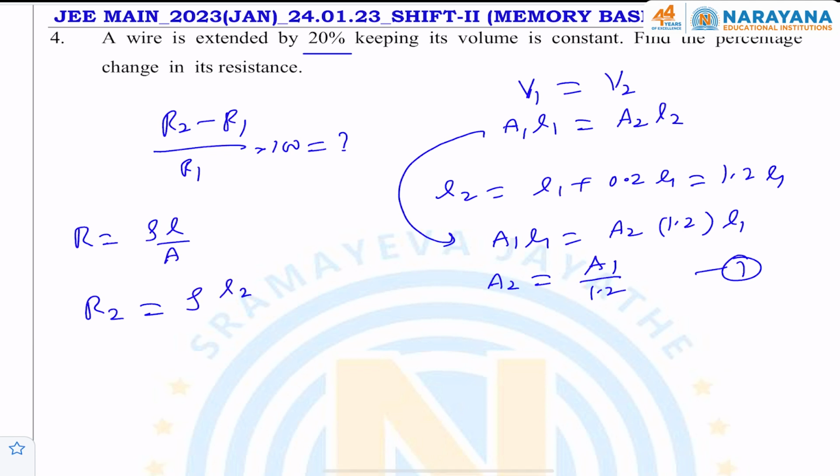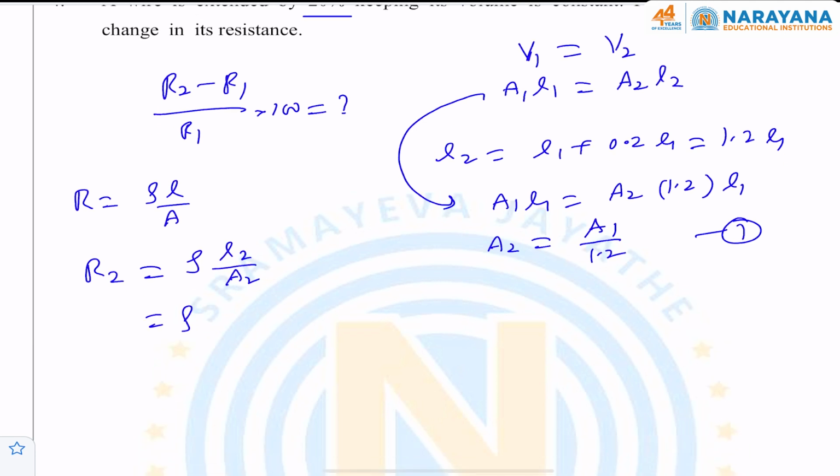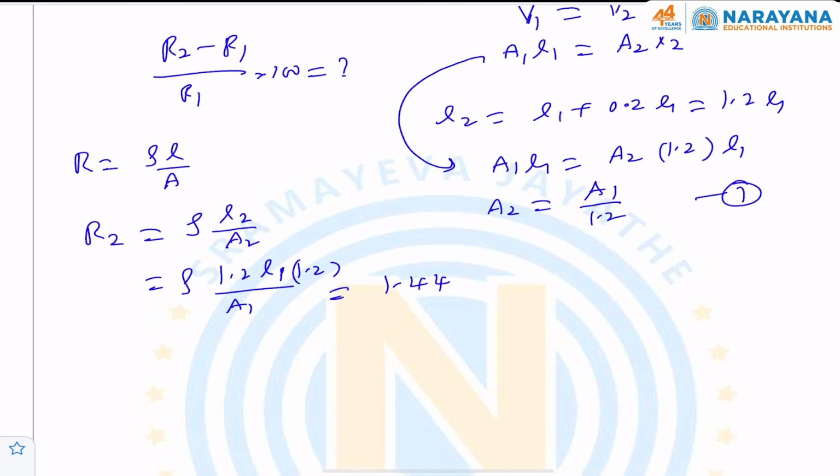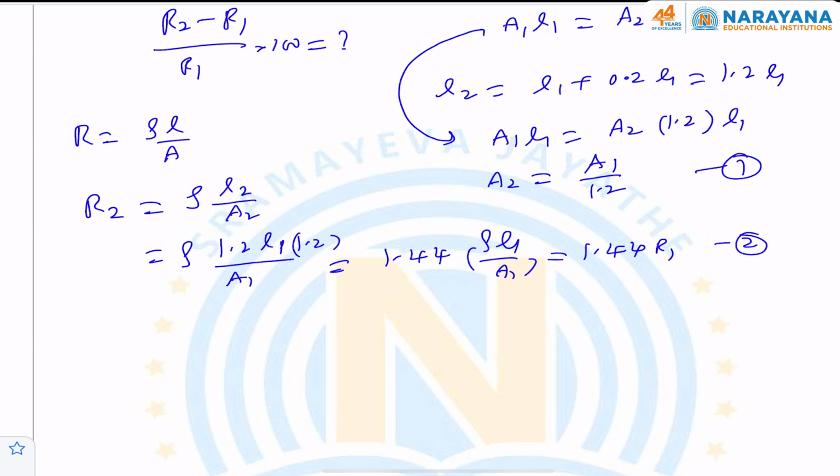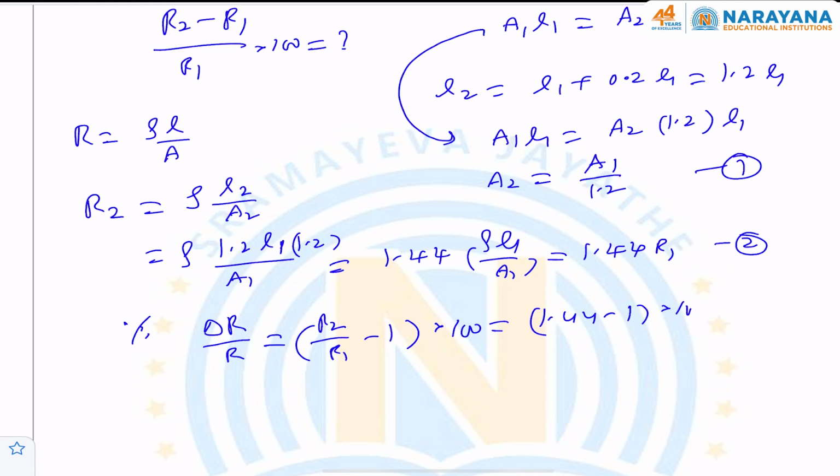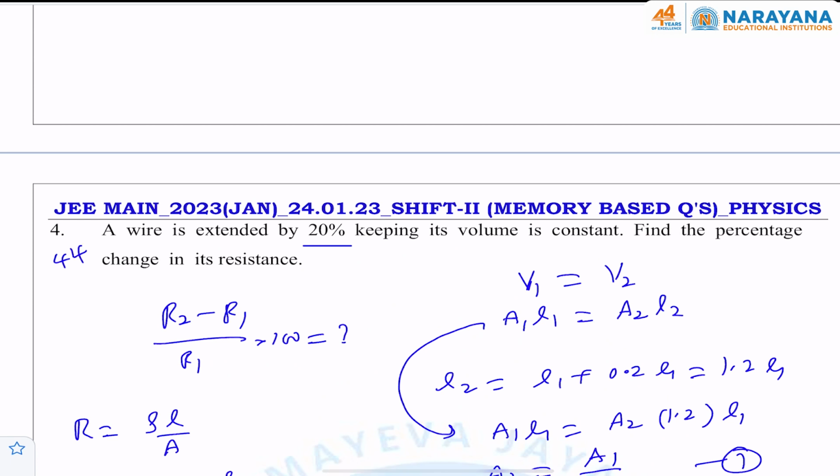R2 can be written as rho into L2 by A2. L2 is 1.2 L1, A2 is A1 by 1.2. So it is finally 1.44 times of rho L1 by A1, means it is 1.44 times of R1. This is equation 2. Now percentage change in resistance, delta R by R, is (R2 minus R1) by R1 into 100, which is (1.44 minus 1) into 100, which is 44%. So here 44 is the answer.